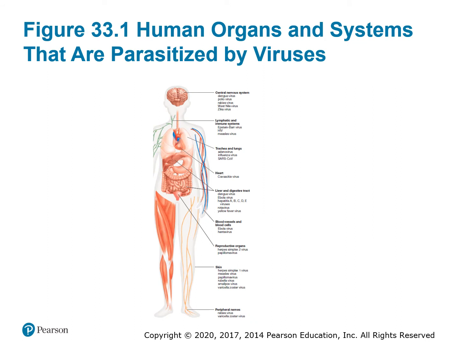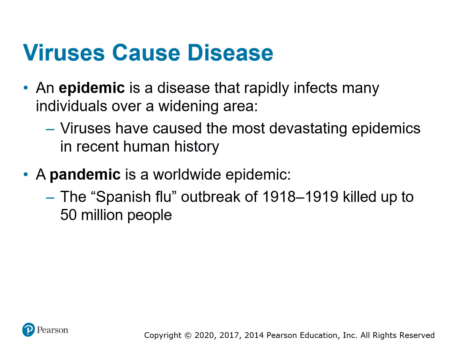So the viruses affect just about every system in our body, and this chart shows you the different types of viruses and where they infect. An epidemic is typically a very rapidly increasing disease in terms of numbers of infected cases in people. A pandemic is a worldwide spread.